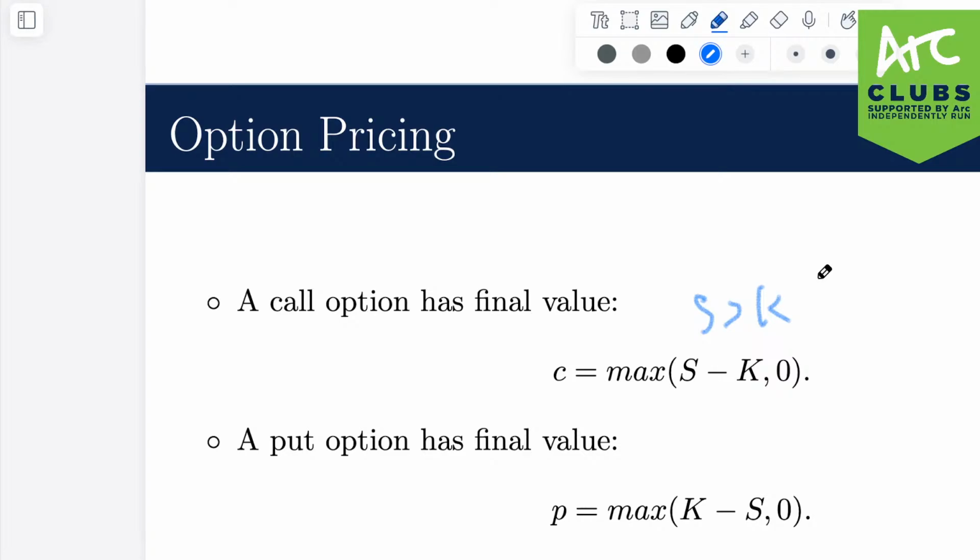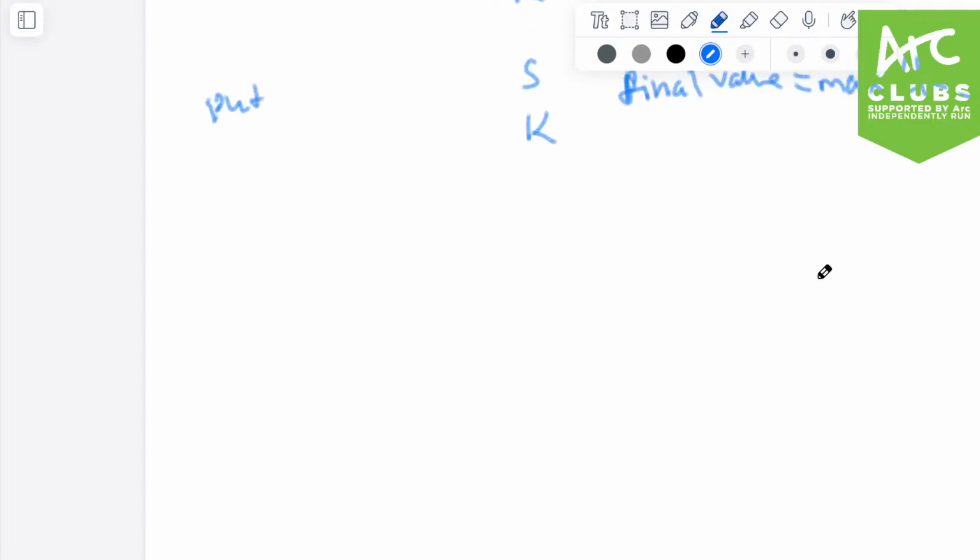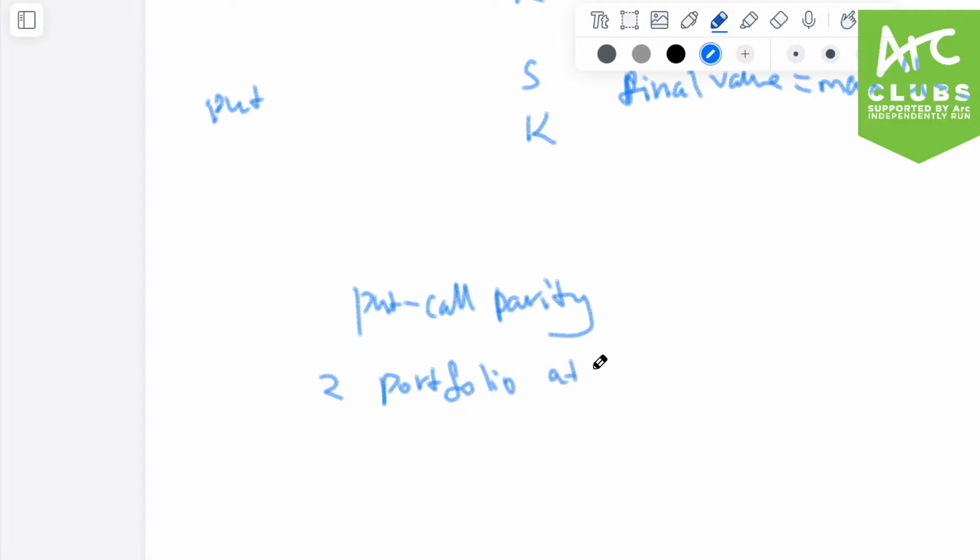So I'm going to spend a bit more time on put-call parity here, because the idea of put-call parity comes again in Module 10. But I'm just going to skip it for Module 10 and talk about it here. So for put-call parity, let's assume we have two portfolios at time t0, and we want to look at what will happen to them at time t.